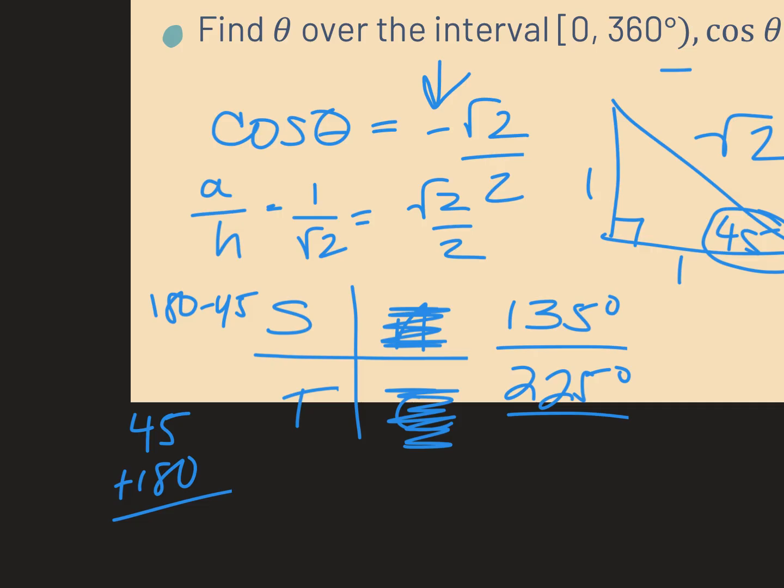Okay, good question. If it's a positive trig function they give you, it's 2 answers. If it's a negative, there's 2 answers. What if they give you plus or minus? It's going to be 4.